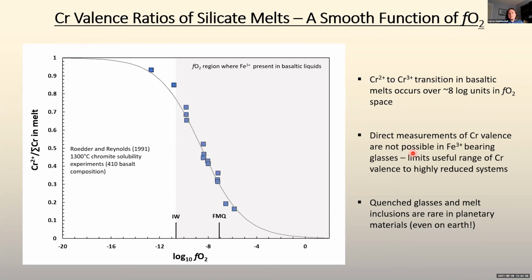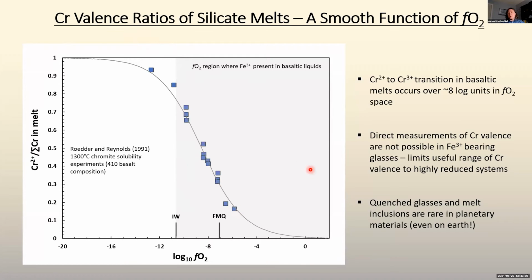Anyway, one of the issues with things like chromium is that direct measurements of chromium valence aren't really possible in iron 3+ bearing glasses. There's essentially an intervalence electron exchange reaction that occurs in silicate liquids that erases the memory of chromium 2+ that was present in the liquid. This reaction occurs when you quench silicate liquids to glass, and so this leaves this sort of approach wanting. Like I said, these measurements were inferred from chromite solubility. These aren't spectroscopic measurements, and so this is an issue.